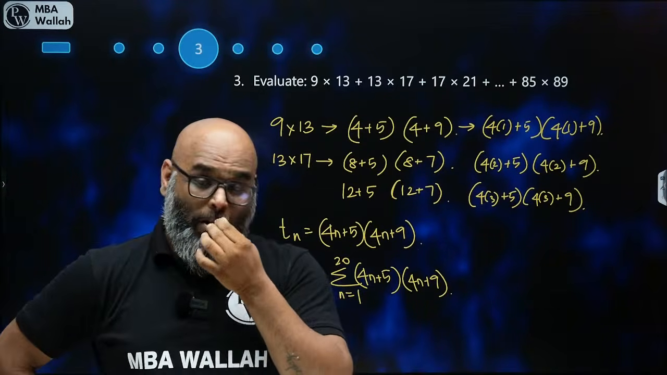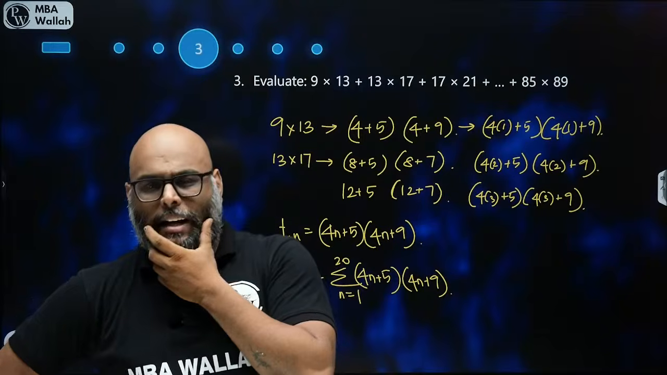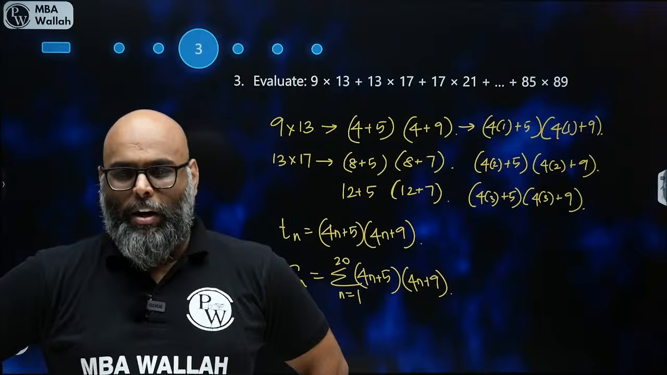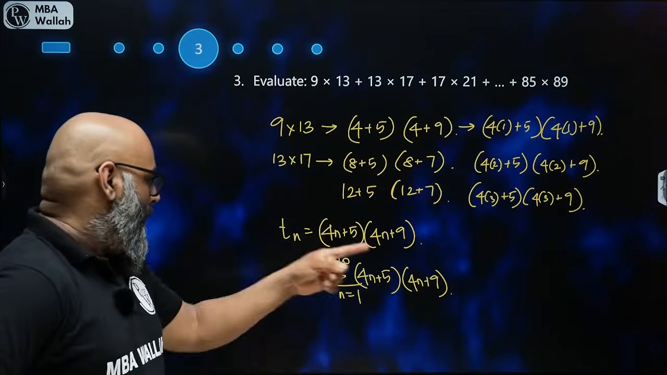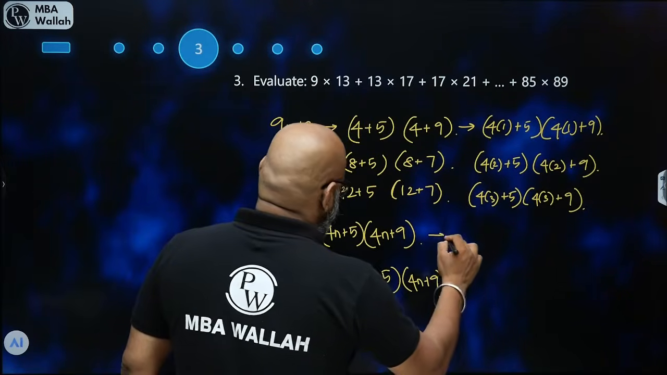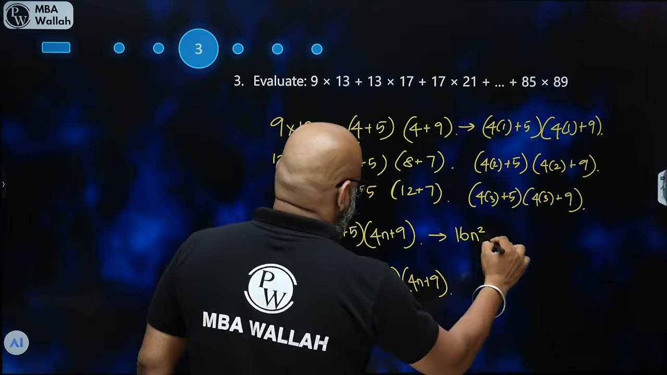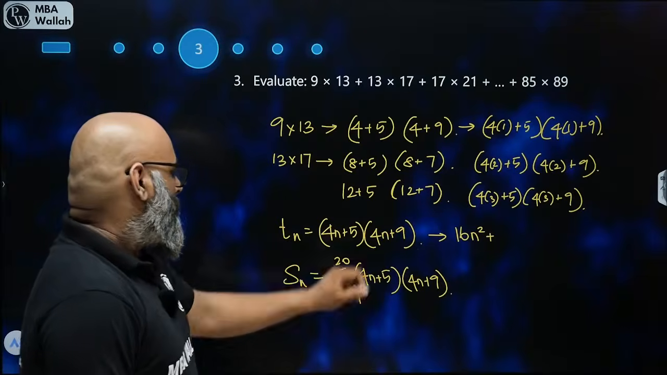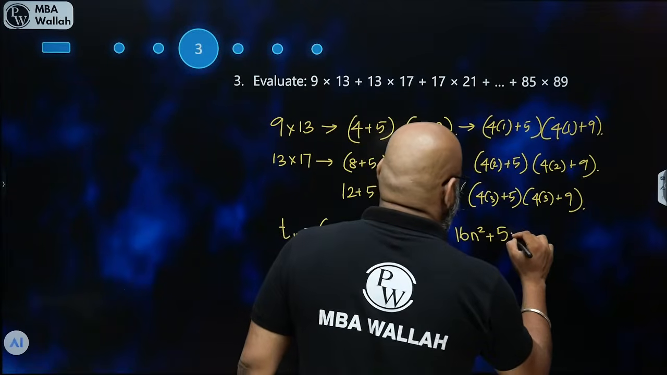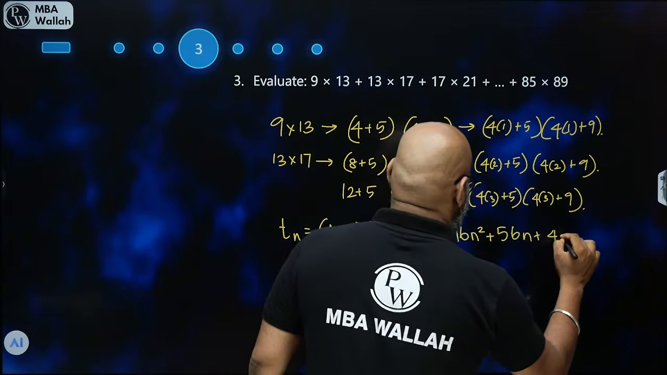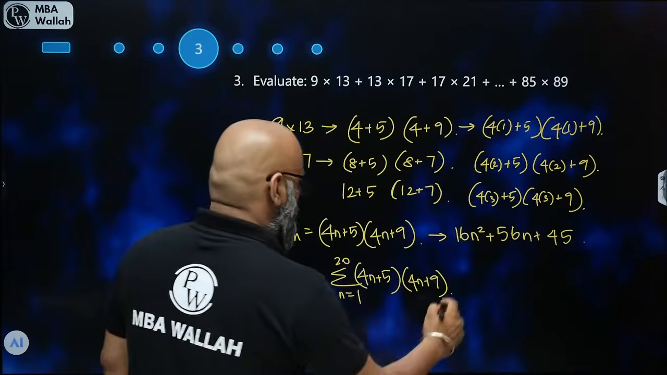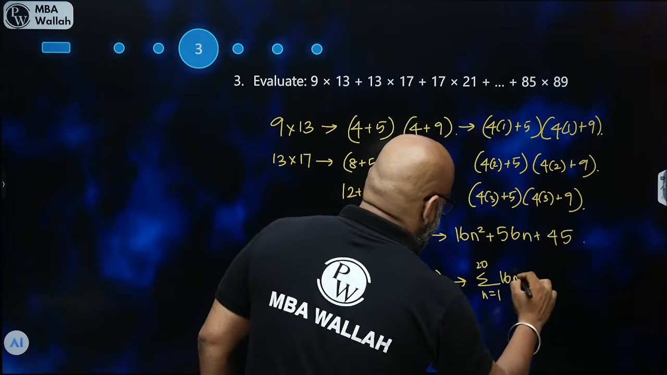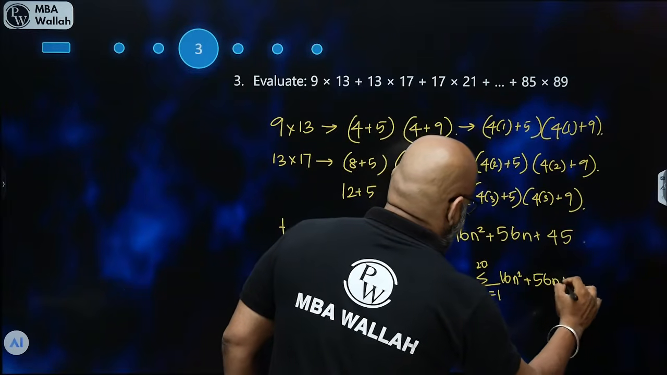Now it's a matter of doing the math, which can slightly be painful because you have to deal with a lot of numbers, multiplication and stuff, and solid math, nothing can be done here. So I'm going to expand this. So this will become 16n square plus 56n plus 45. So this will become summation of n equal to 1 to 20 of 16n square plus 56n plus 45.